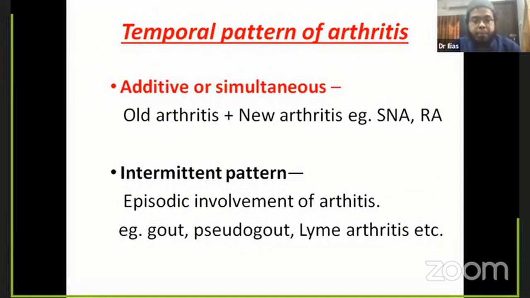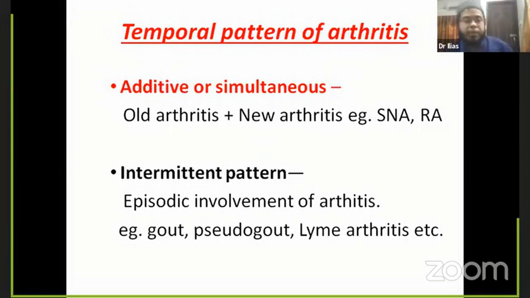Okay, and another pattern could be the additive or simultaneous pattern. That is, the old arthritis will be associated with new arthritis. That means the old arthritis is there, and along with it, new joint involvement will be there. That will be found in seronegative spondyloarthropathy or seronegative arthritis or rheumatoid arthritis. So this is a very important thing.